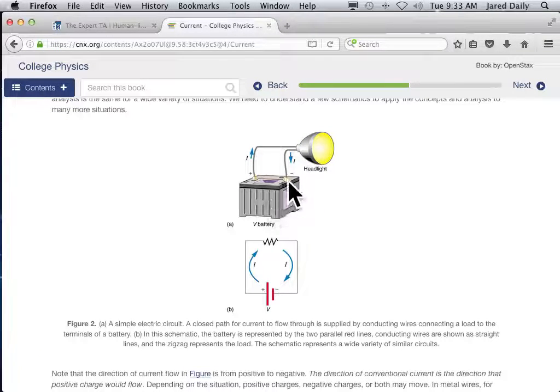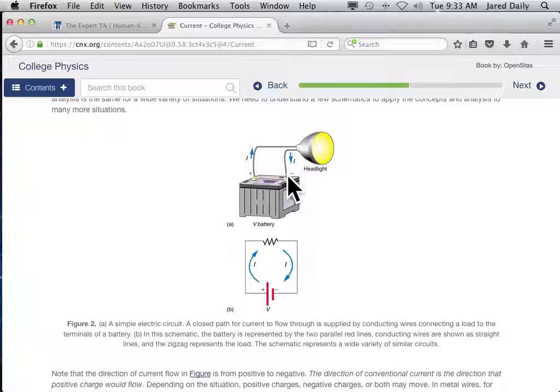We have a battery with two leads on it, a positive lead and a negative lead. The positive tells us which side is the high potential of the battery. So the positive side of the battery is where high potential is. The negative side is where low potential is. And current will always flow from high potential to low potential in a circuit.